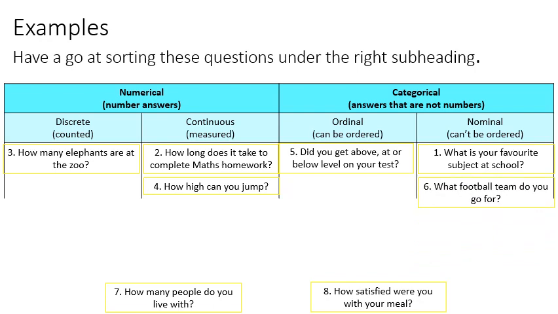Question 7 says, how many people do you live with? Now, answers are numbers, and to give me an answer, you'd have to count the number of people in your household. So therefore, this is discrete data.